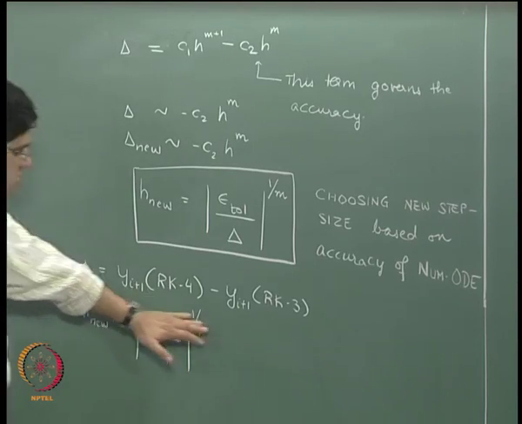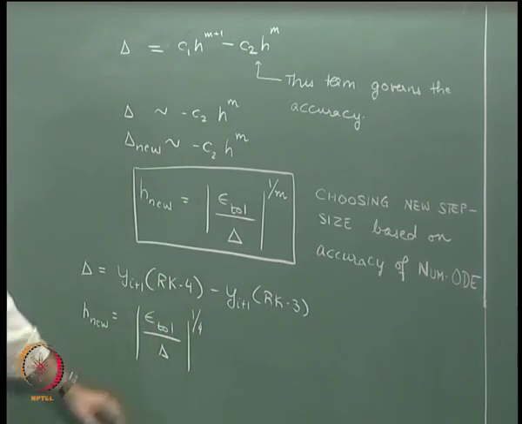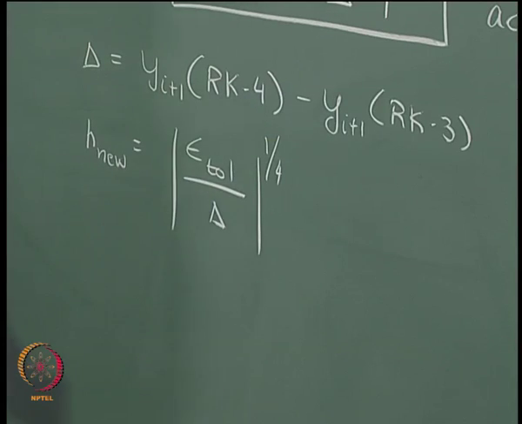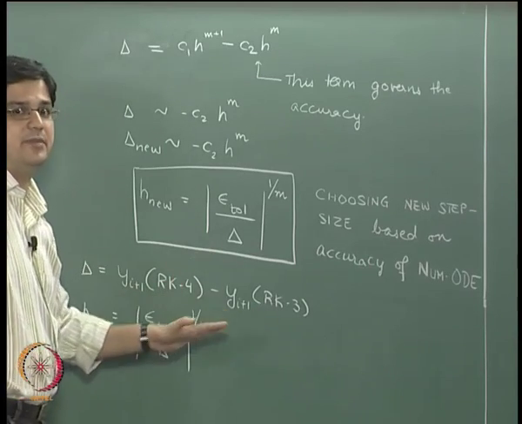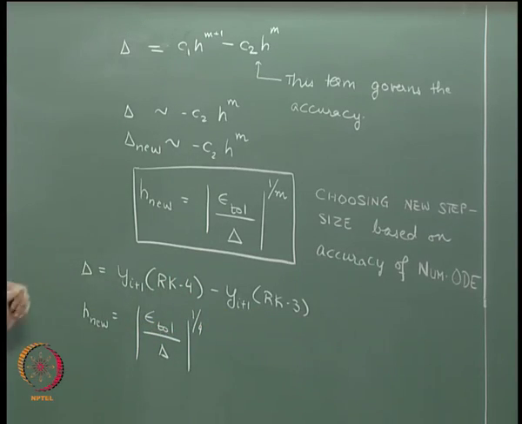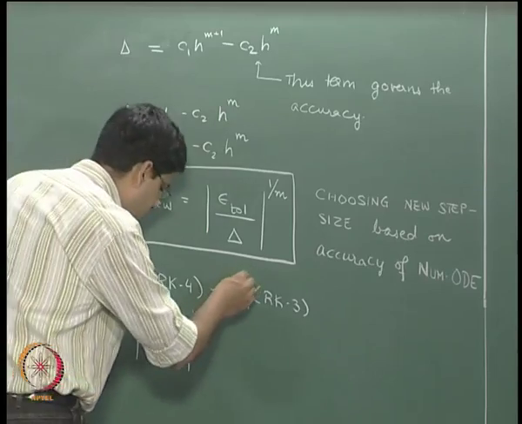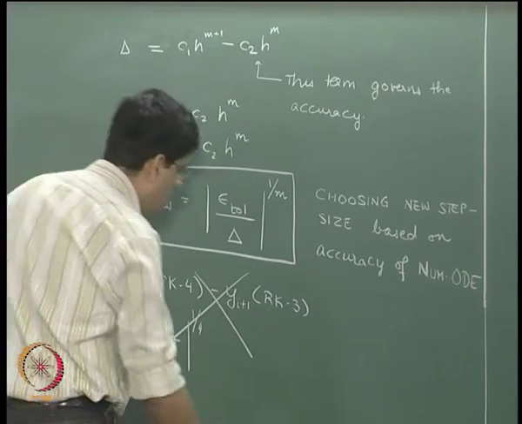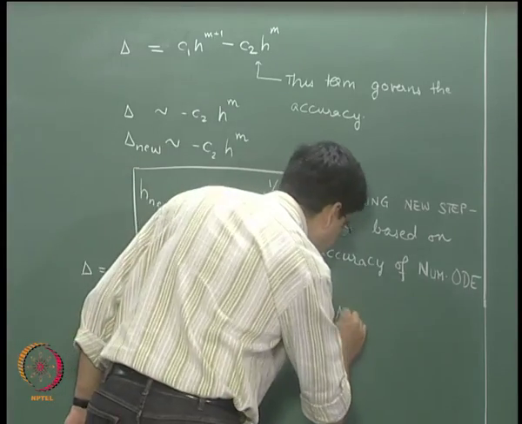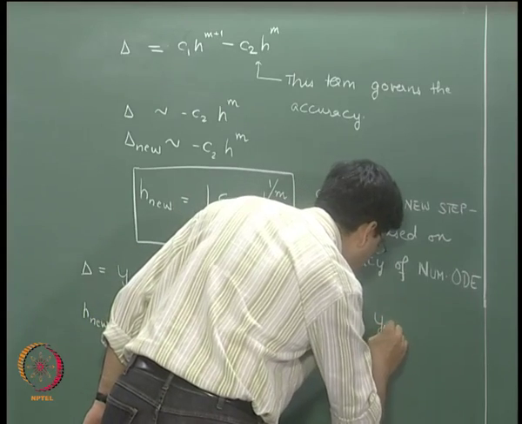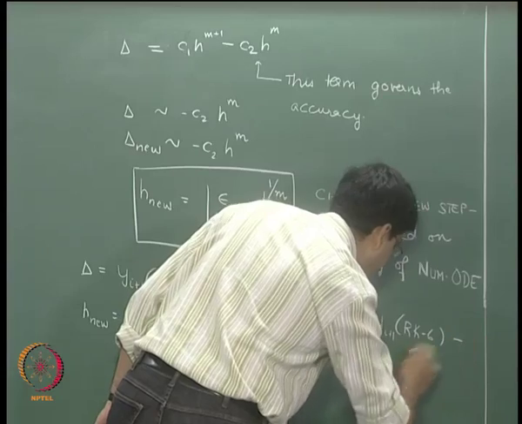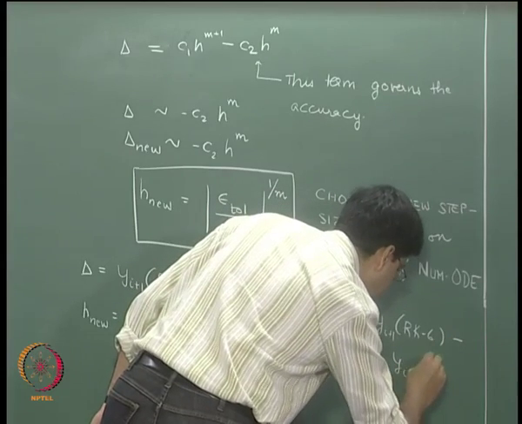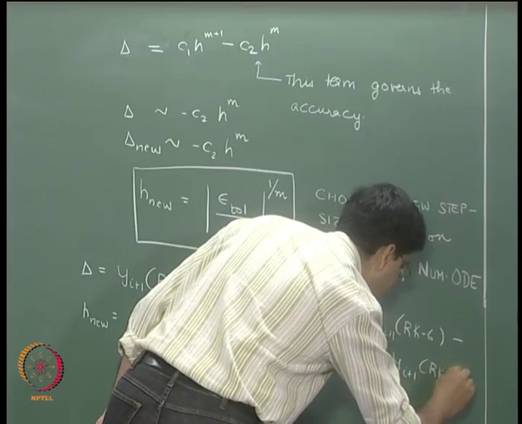Okay. So this is one way of doing adaptive step sizing. This is not how the embedded RK methods work. How the embedded RK methods work is quite a bit different. What we try to do is, delta we will get as equal to y_{i+1} from an RK6 method minus y_{i+1} from an RK4 method.